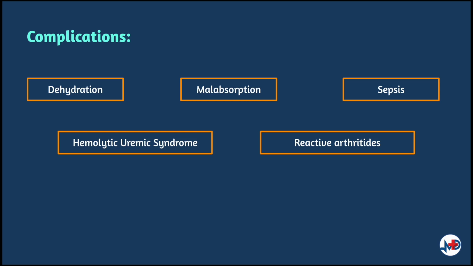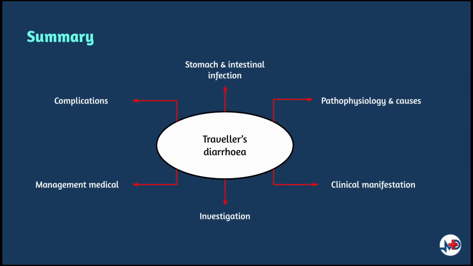Among the complications that can set in if this condition is not treated adequately would be dehydration, malabsorption due to the inflammatory reaction over the intestinal mucosa, sepsis if there is translocation into the circulatory system, hemolytic uremic syndrome, and reactive arthritis.